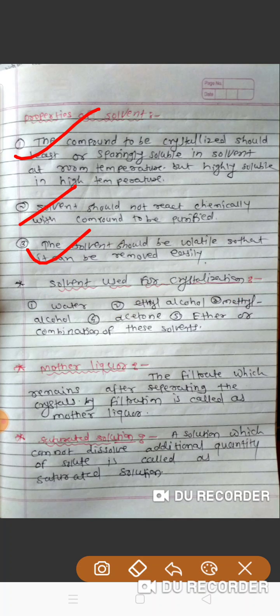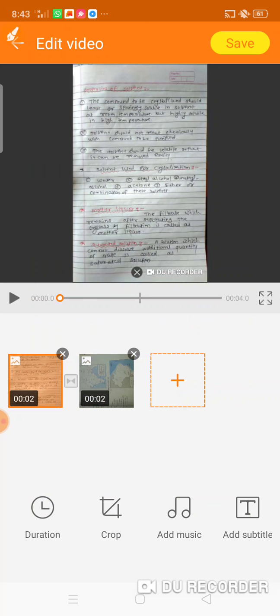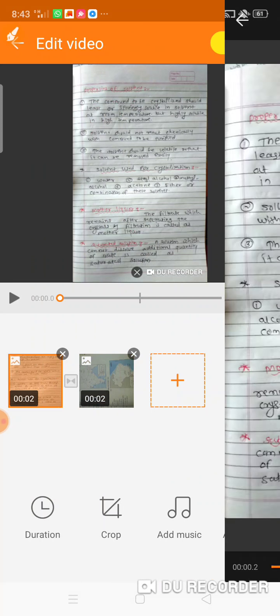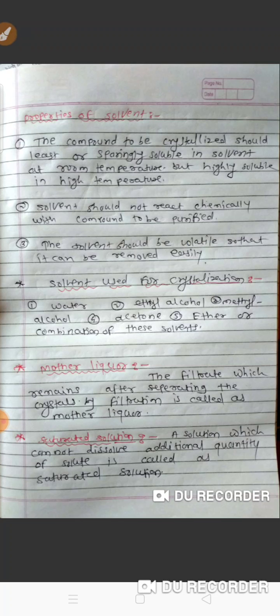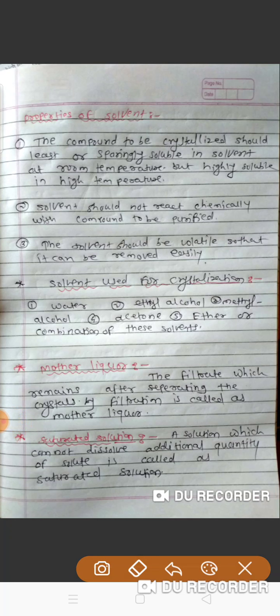Which solvents are used for crystallization? Water, ethyl alcohol, methyl alcohol, acetone, ether, and combinations of these solvents.